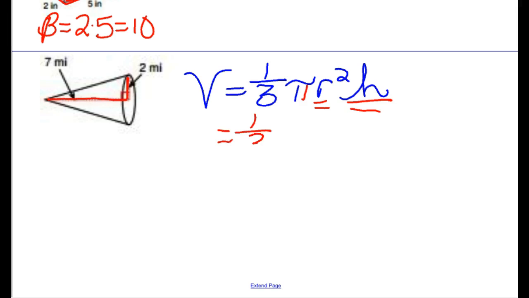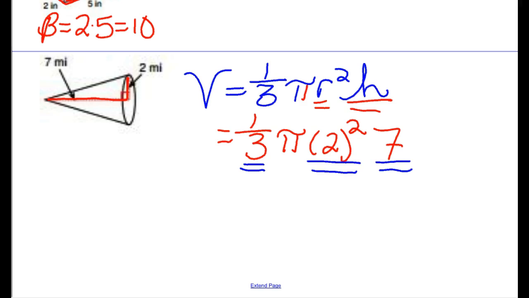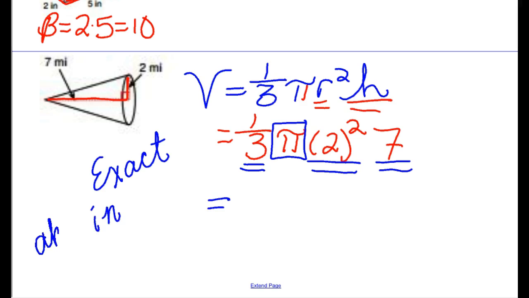So I'm going to do 1/3 pi r, which is 2, height, which is 7. I'm going to leave this one in what we call in terms of pi, because that's what happens a lot when you take standardized tests, and in particular the ACT. So I'm going to leave this in terms of pi. What that means is pi is irrational. It goes on forever and it never repeats. The minute I round it, I'm off a little bit. So a lot of times you're told to leave the answer exact, or sometimes they'll say in terms of pi.